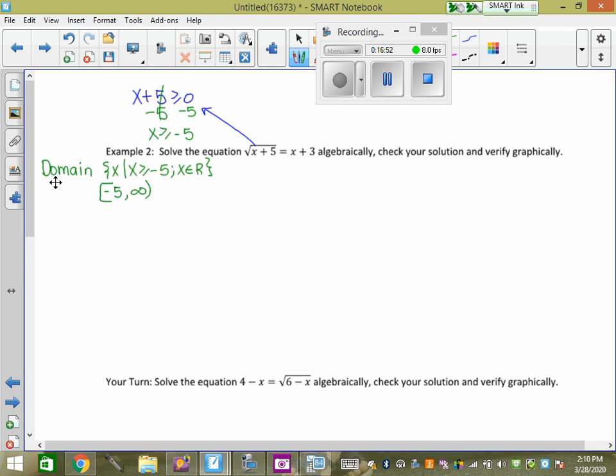All right. So step 1, rewrite the question. That should actually be my first step. I should have written that down. Okay. Step 1 was domain. Step 2 was isolate the radical on one side and everything else on the other. It already is. I didn't have to do anything. The radical's on one side, the x plus 3 is on the other. Next step, square your square root so it cancels off. And what you do to one side, you have to do to the other.